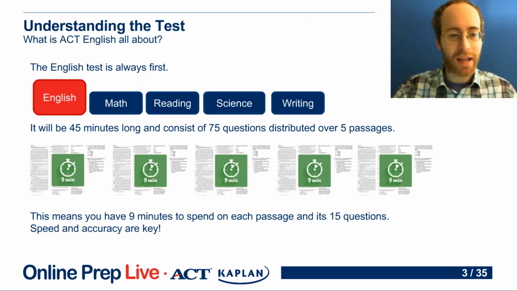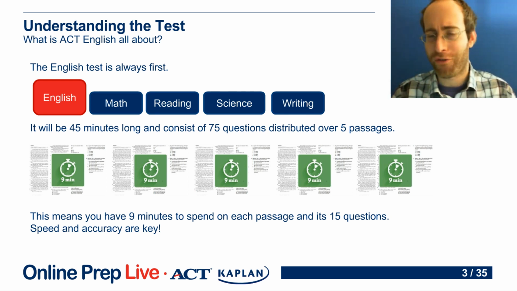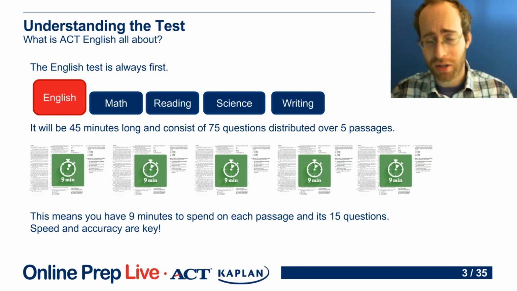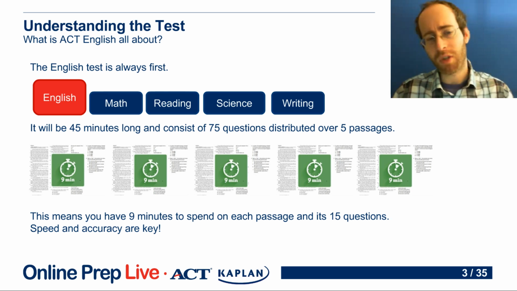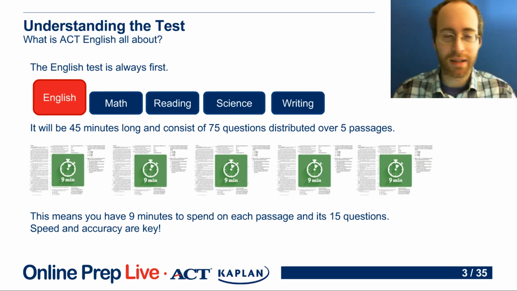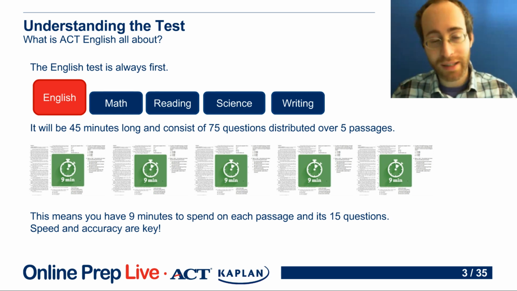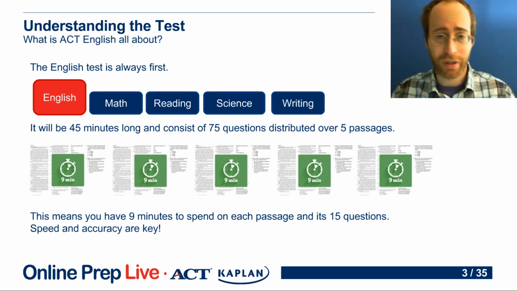So let's go ahead then and start in with the English test. Now let me know in the chat real quick as my first question to you of the night. For you, where does English rank compared to the other sections of the test? So do you find it one of the hardest, one of the easiest, sort of in the middle? Maybe you don't know yet because you haven't really started practicing at all. Where does English rank for you currently?